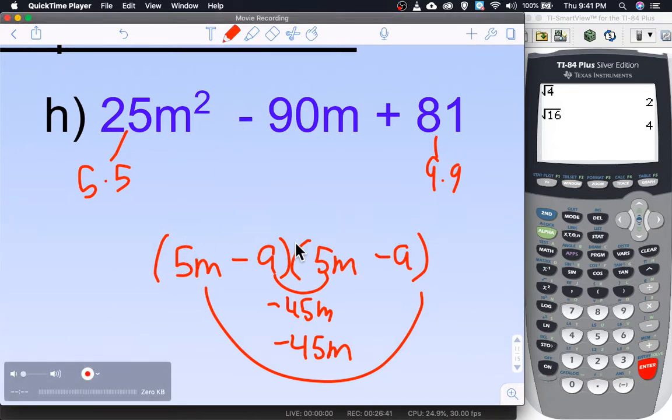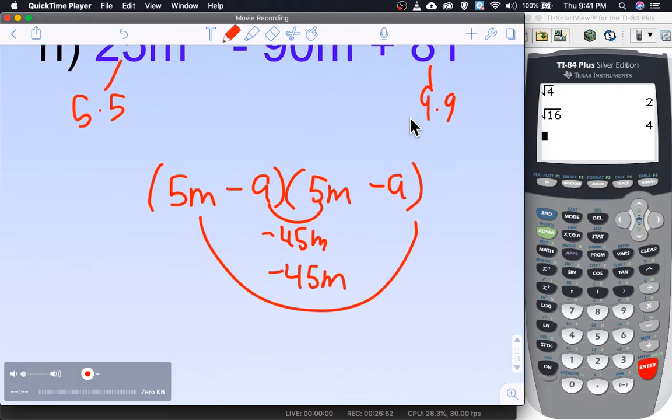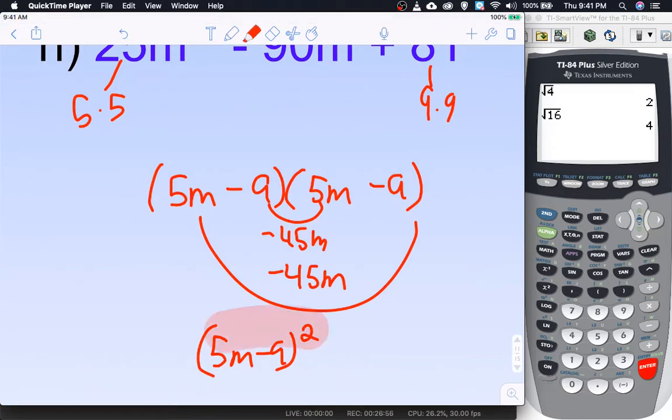And quick check the math. 5m times 5m is 25m squared. My middle terms work out. My last terms, negative 9 times negative 9, is positive 81. So it's 5m minus 9 squared.